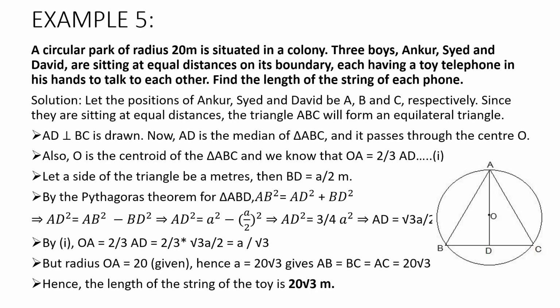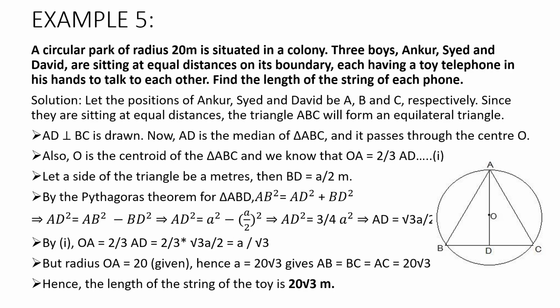Example 5. See, we are doing all different kinds of examples, so please practice them. A circular park of radius 20 meter is situated in a colony. Three boys, Ankur, Syed and David, are sitting at equal distances on its boundary, each having a toy telephone in his hands to talk to each other. Find the length of the string of each phone.